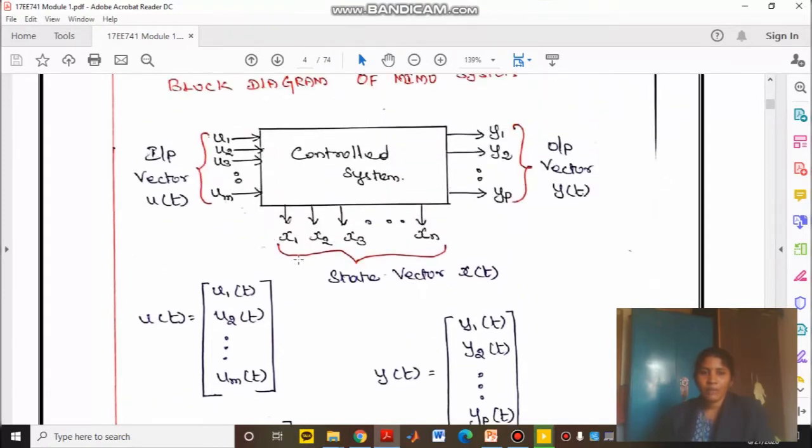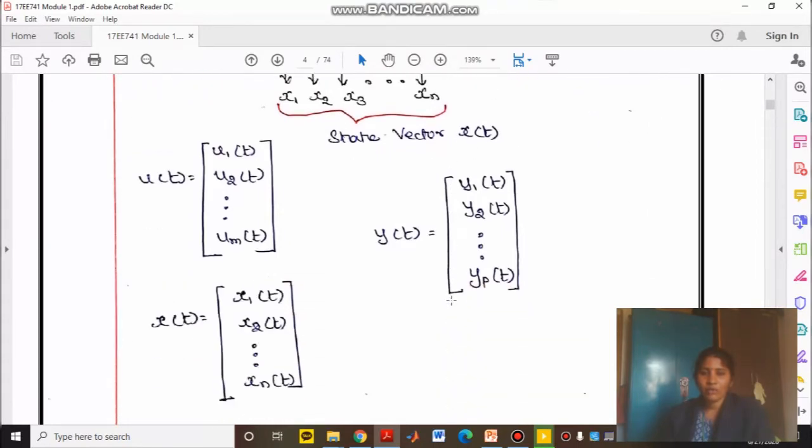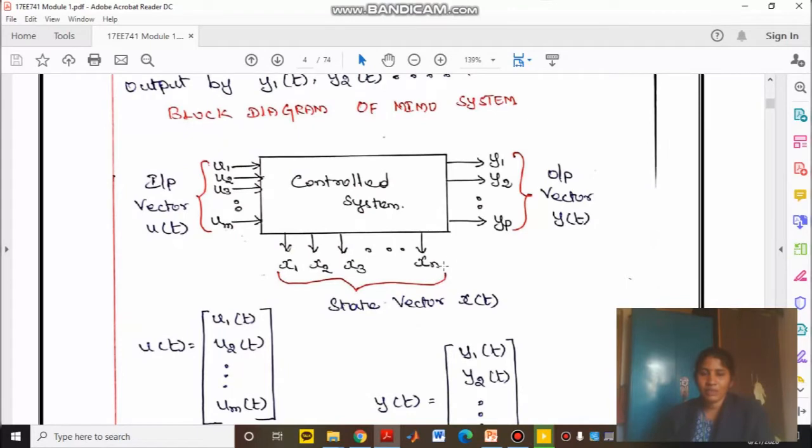The complete state variable is known as your state vector, that is x of t, and this state variable is responsible to identify the complete behavior of your dynamic system.